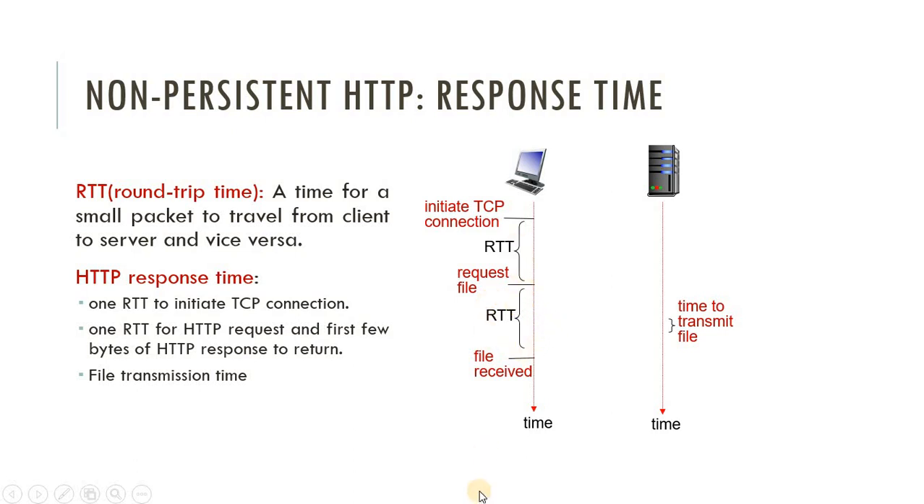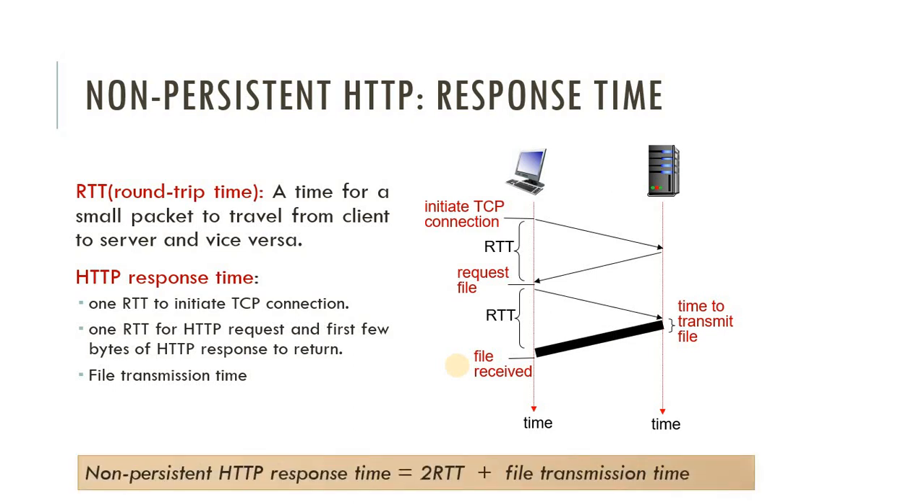So for one request, the response time for HTTP equals 2 RTT plus file transmission time. When the file is received, that time is called the file transmission time. So the response time in non-persistent HTTP for one request is equal to 2 round trip times plus file transmission time.